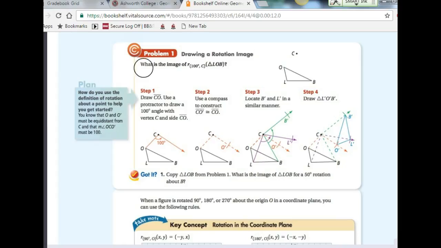Now, what it wants you to do is, what is the image of the rotation that's 100 degrees about point C? That's what that means right there, is that we're going to rotate it 100 degrees around point C, of triangle LOB. So this is our original triangle, and we're going to rotate that 100 degrees around this particular original point or center point that we're calling C.